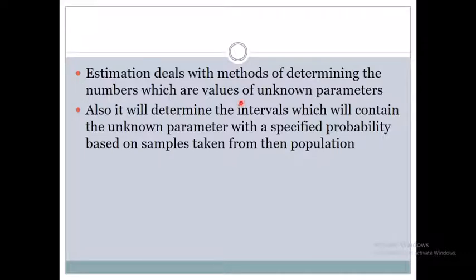Regarding testing, I won't be talking much about that because you'll be studying that in your next class. Estimation itself has two kinds: point estimation and interval estimation. For the time being we will study point estimation.